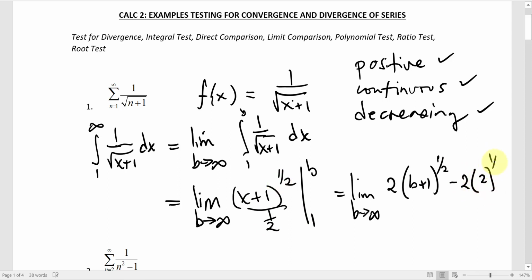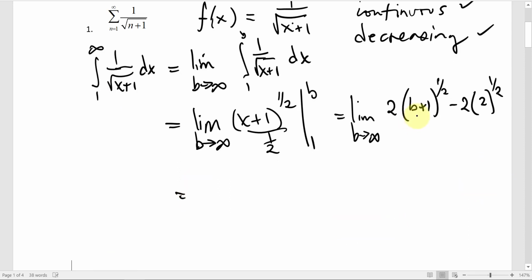so that's 2 to the 1/2 power. And the conclusion here, because this is b plus 1 to a positive 1/2 power, I know that as b gets bigger and bigger, this will get bigger and bigger. It doesn't matter what that is anymore. The limit is infinity. Because the limit is infinity, the improper integral diverges.